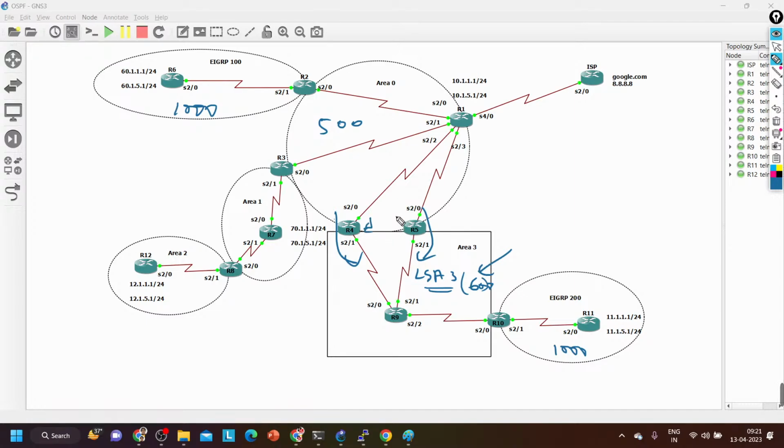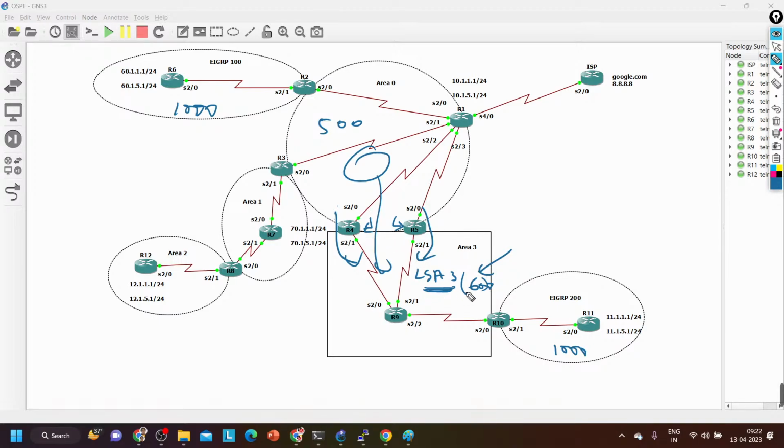This one is an ABR, and this one is Area 0. Area 0 will share. An ABR router will generate LSA 3. Yes, both routers will generate LSA 3 to share the prefix information of this area into this area, and in this area there are 500 prefixes. So all these 500 prefixes will be received by router number 9 from router 4 and also from router number 5. Yes or no? Because both are ABRs.